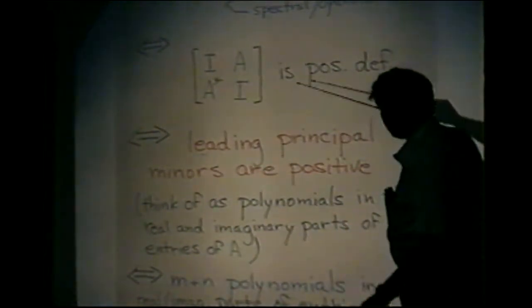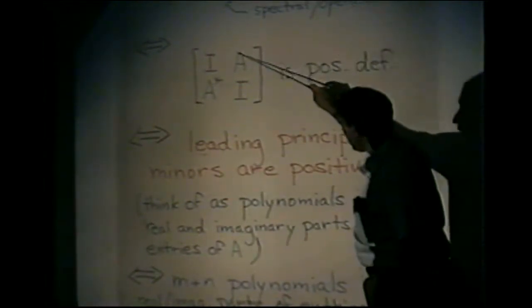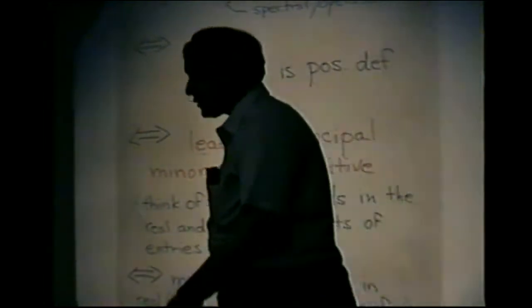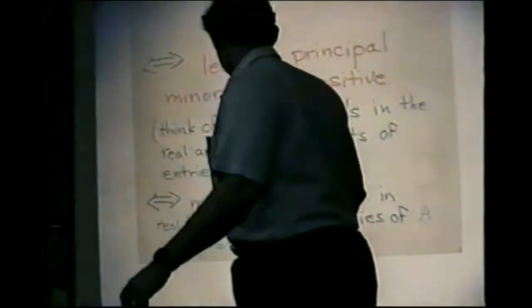Okay? So I can write down a finite list of polynomial conditions in the real and imaginary parts of the entries of A that characterize whether this matrix is positive definite and therefore characterize whether A is a strict contraction. And so the property of A being a strict contraction, even over the complexes, is a real polynomially describable property. Okay? So that's just an example of what I mean.